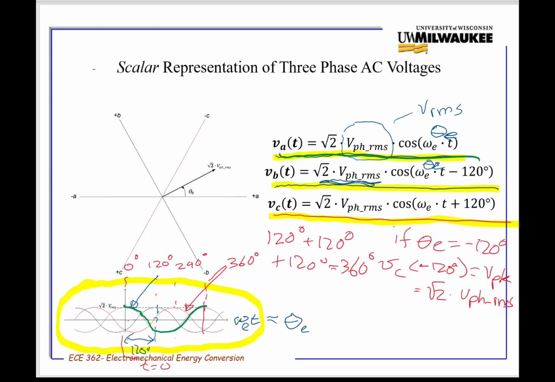So there's a really great symmetry here, because what's happened is when I get to the 360 degree point, my A phase is starting over again at its peak. In fact, everybody's starting over where they started out. It's repeating, because that's really one period.